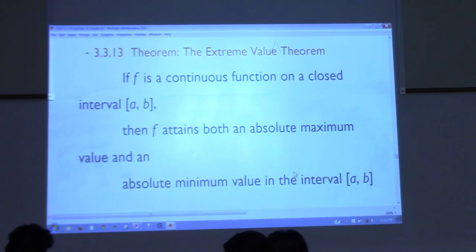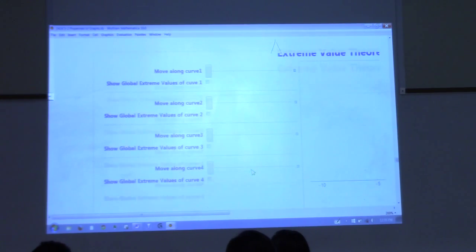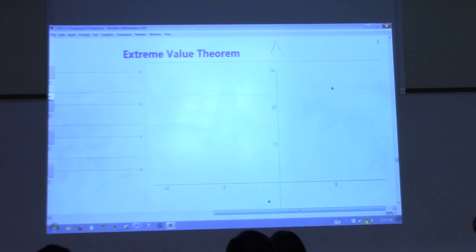All right, the extreme value theorem. If f is a continuous function on a closed interval, then f attains both its absolute maximum and minimum on the interval. So I'm going to show you a picture of this first. What do you think it means for a function to be continuous? Kind of. If you can draw it without picking up your pencil, that's basically what it means to be continuous.